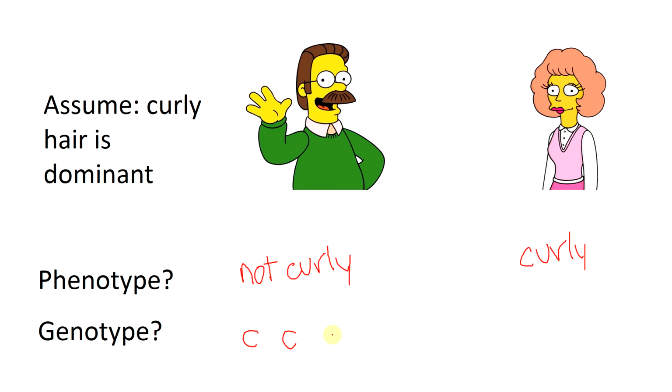Everyone's got two alleles for each gene. Maud, on the other hand, does have curly hair, and so I'm going to put a big C because I know she has at least one allele that has the dominant version of the gene, because she has curly hair. I don't know about this other allele. It could be dominant, it could be recessive. I don't know. So that's kind of an unknown at this point.